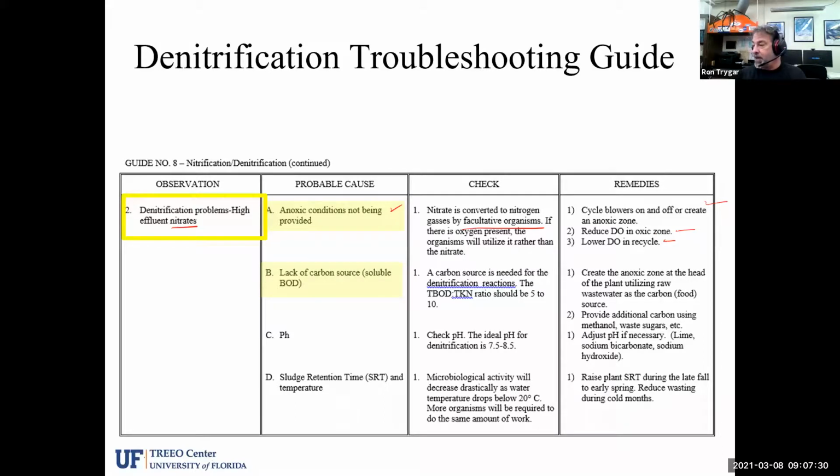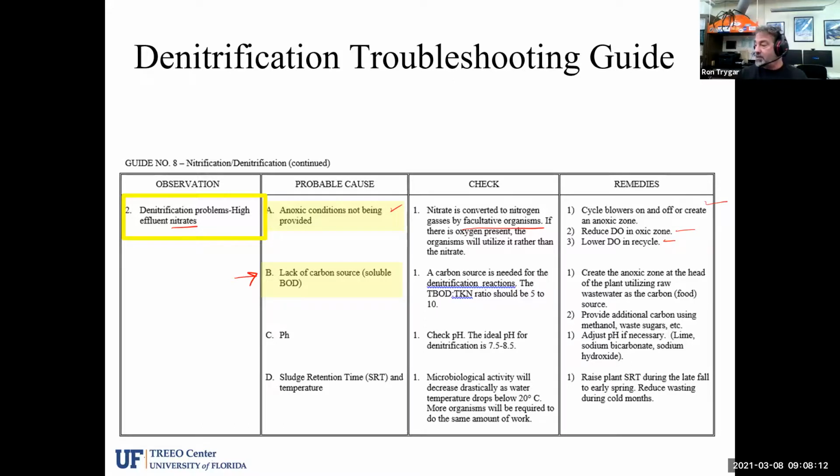Number 2 on the list, or rather letter B, is a lack of carbon source, and that's called soluble BOD. We said that things like methanol and glycerin and acetic acid are simple, more readily usable forms of carbon than, say, raw sewage is. So if we don't have enough soluble BOD present, we may not actually get to denitrify the nitrate that was produced. So we have to have the right amounts of BOD, rather CBOD, available for the amount of ammonia and nitrite and nitrate that needs to be denitrified.